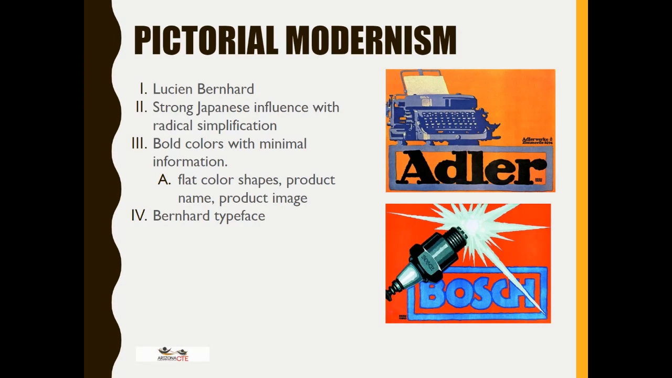And this one is called pictorial modernism. So Bernhard was the father of pictorial modernism. It had a lot of Japanese influence in his style with the really bold shapes and the radical simplification. So he took these ideas, these objects, and tried to simplify them down to the bare essence, like basic shapes, basic colors, very bold and very flat. So you can see that typewriter. You can tell it's a 3-dimensional typewriter, but it's made with very flat shapes and colors. And then he also invented a typeface called the Bernhard typeface.